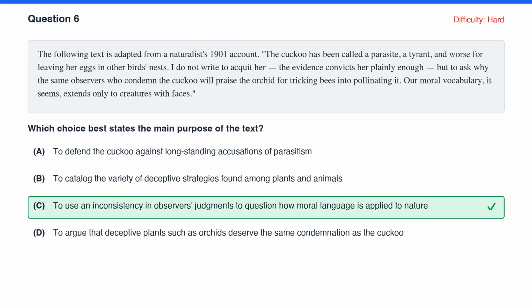The author won't defend the cuckoo. Instead, he spotlights a contradiction. Condemn the animal, celebrate the plant. C nails that he's questioning our moral language itself. Takeaway. On purpose questions, ask what the whole text is doing, not which side it takes.